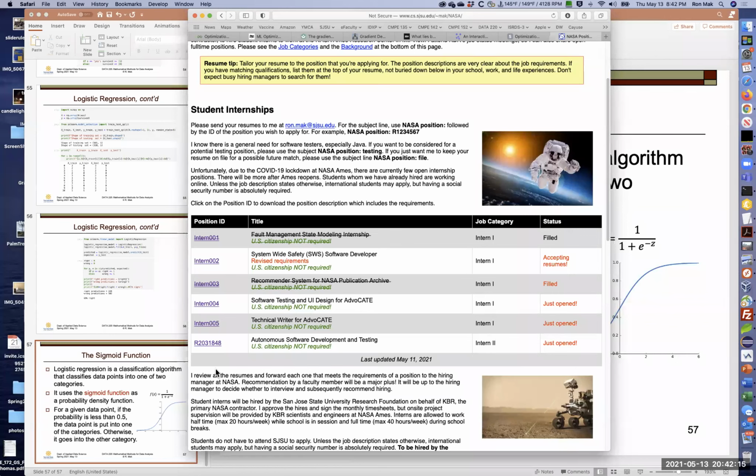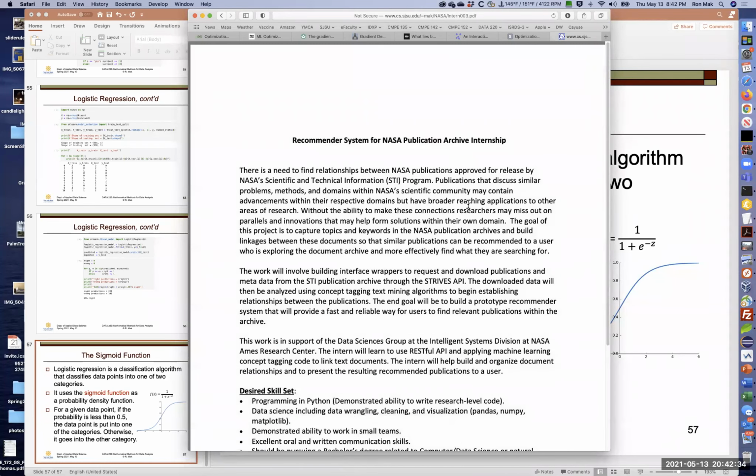Now there's a lot of issues with drones. People are flying these drones everywhere, and you don't want airplanes running into them. And so there's a lot of research going on there. Okay, there was a data science intern. Number 3 was a data science position.